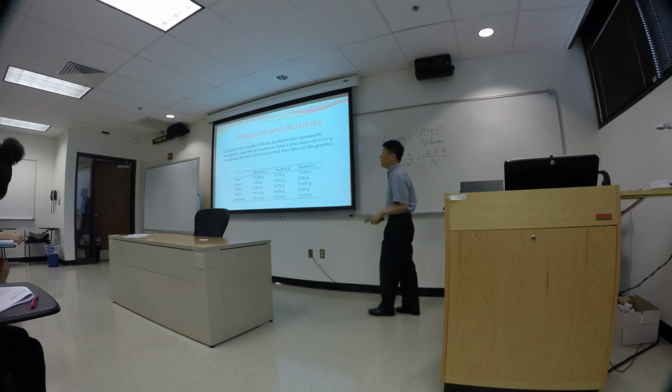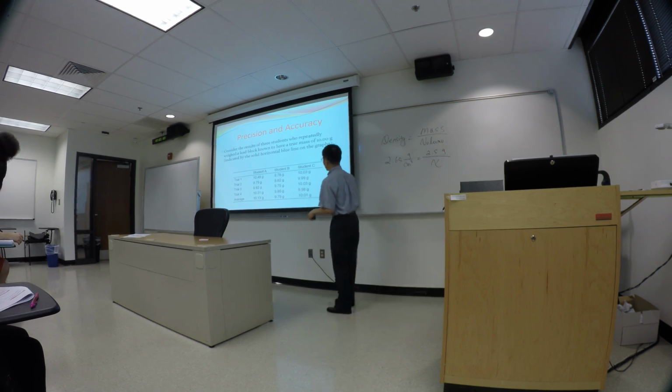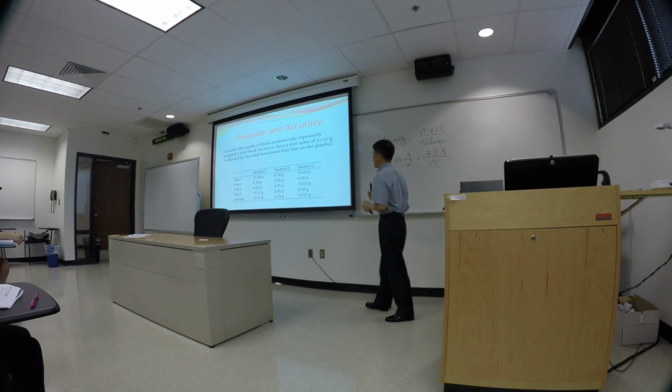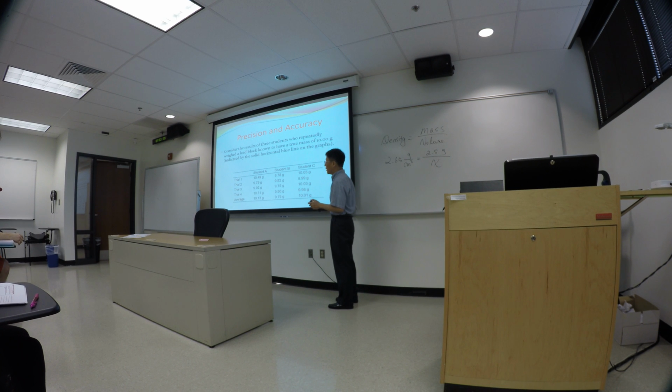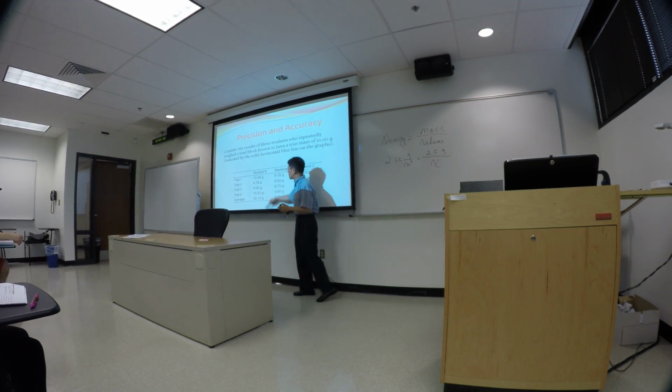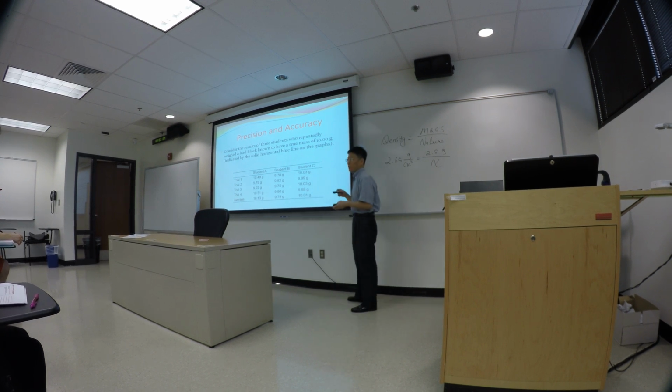An example here: if we ask you to measure the mass of a sample, we know the true value for the mass is 10.00 grams. And you do multiple measurements. Three students did the measurement, and these are the numbers we got from the measurement. Which one is accurate, which one is precise, which one is both accurate and precise?